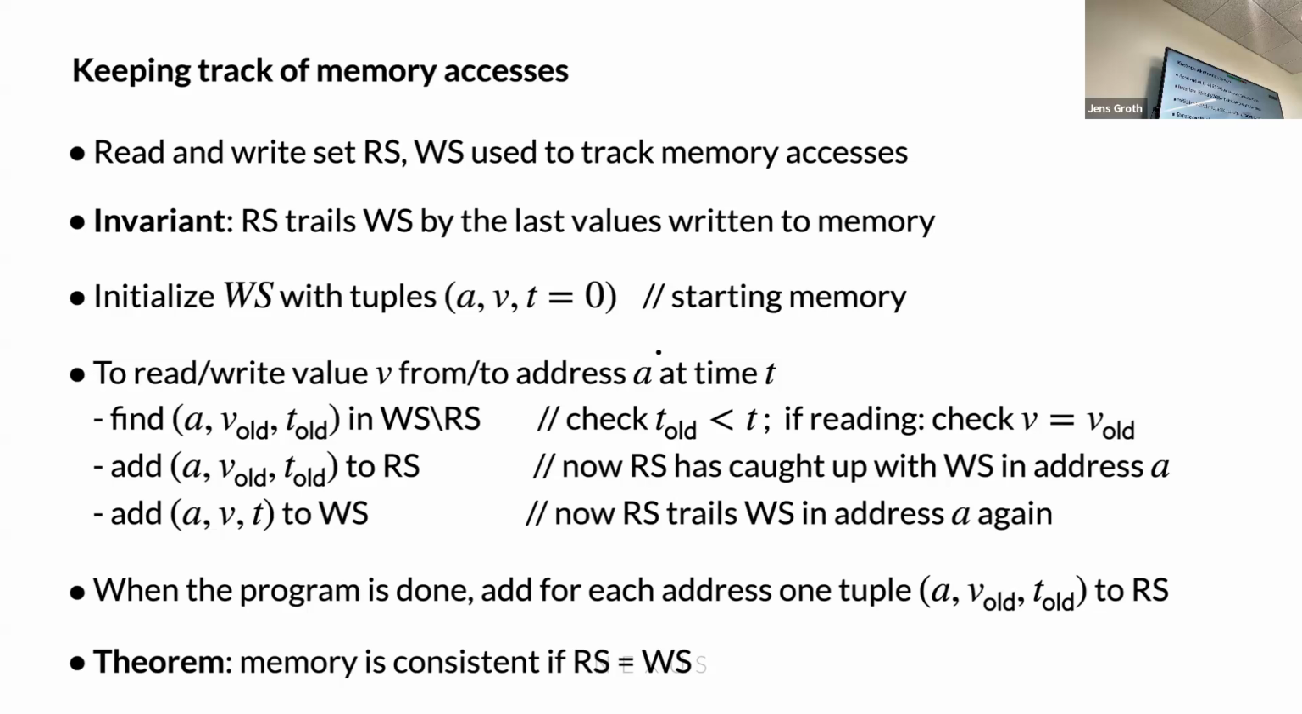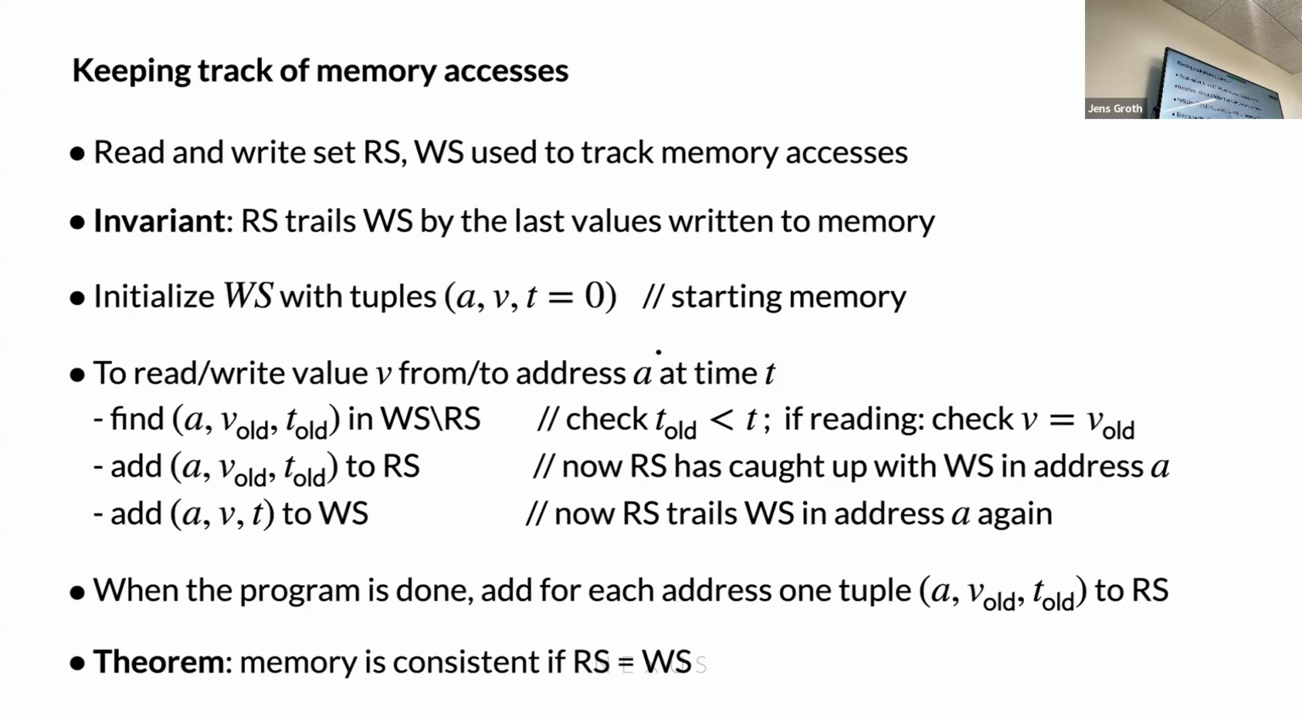So you start with initializing the write set with, say, maybe you initialize the whole memory to be zeros. And then you keep track of the time and increment as you go along the computation. And whenever you want to access memory at a specific time t, you will find the latest write to that memory, in the write set, which is not yet in the read set, and you'll check that it's in the past. If it's a read you're doing, then you should also make sure that the value v is the same as the old value, okay?